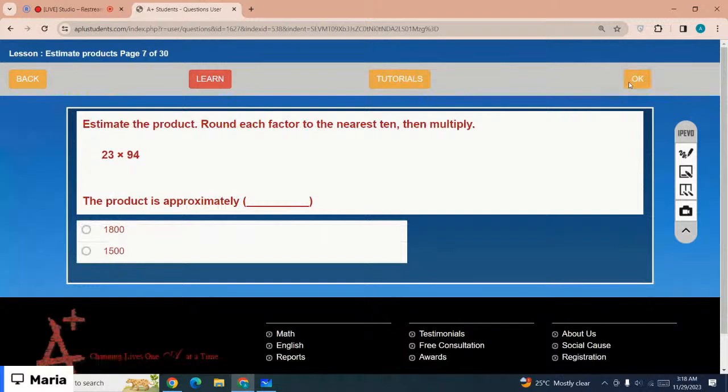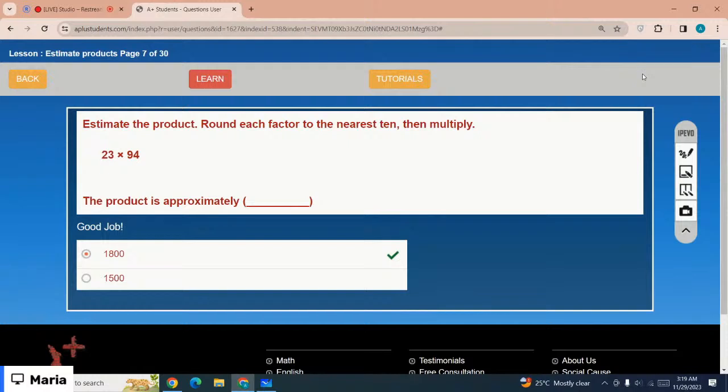Okay, the next one is estimate the product 23 times 94. So which is the correct option? 23 is rounded off to 20 and 94 is rounded off to 90, and 9 times 2 makes 18. The correct option is 1800, right? Option number 1 is the correct option, that is 1800. Very good.